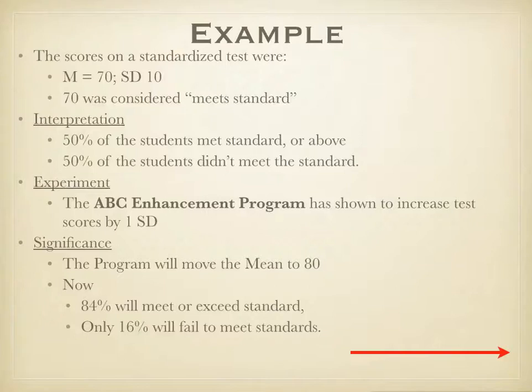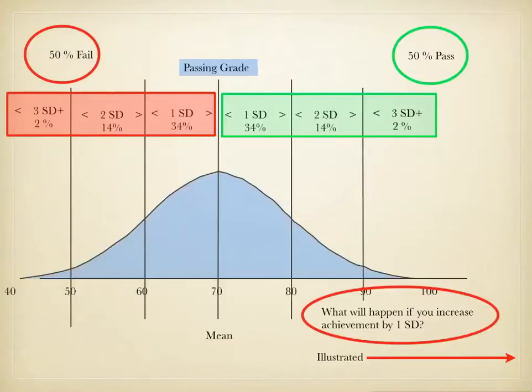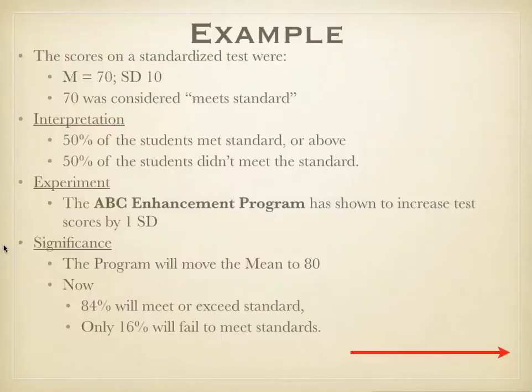We would say that in this case, 50% of the students met the standard, and 50% of the students didn't meet the standard. If we were to graph it, it would look something like this. Here's the mean score 70, half the students did not meet the standard, half the students met the standard. For our example, we want to see what the result would be if we did this particular intervention. We're calling it the ABC Enhancement Program, and it said that it would increase scores by 1 standard deviation.